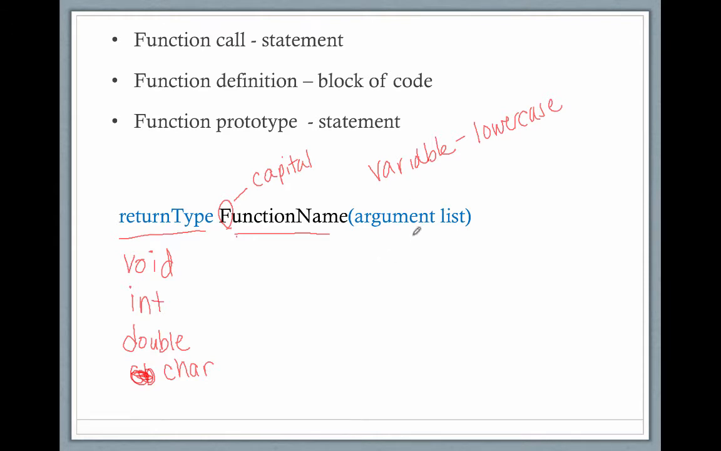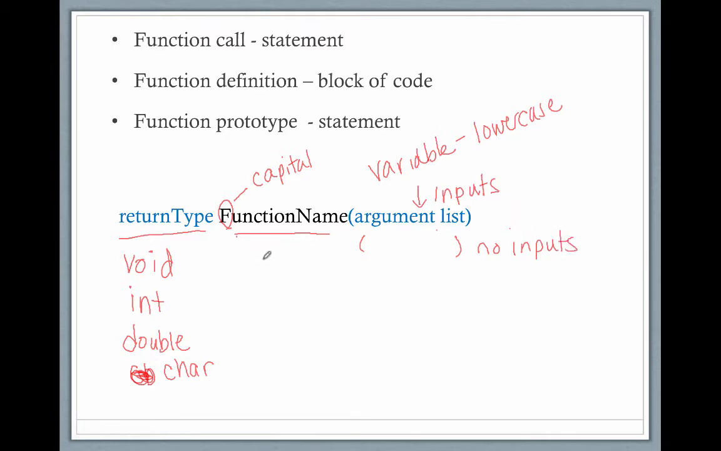Now the argument list, these are the inputs into the function. The inputs into the function can be any combination. If your function needs 2 integers in order to perform its task, then the inputs would be 2 integers. If your function needs a character and an integer to perform its task, then the function inputs would be a character and an integer. If the function needs nothing to perform its task, then here would be blank. That means there's no inputs.